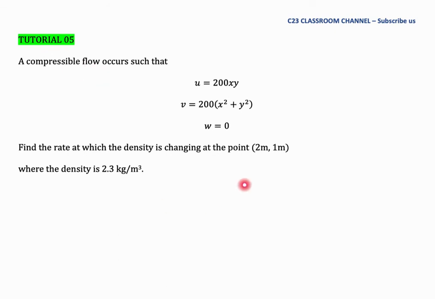Find the rate at which the density is changing at the point 2 meter and 1 meter, where the density is 2.3 kilogram per meter cube.